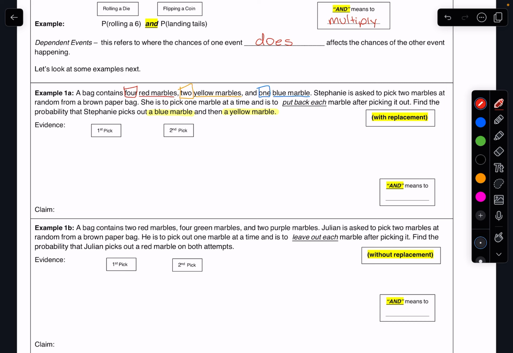Because she's putting them back, it means that we're going to do with replacement, which tells us that it is an independent event. Okay, so again, that does not change your possible outcomes. So for the first pick, we want the probability of blue. And for the second one, we want the probability of yellow.